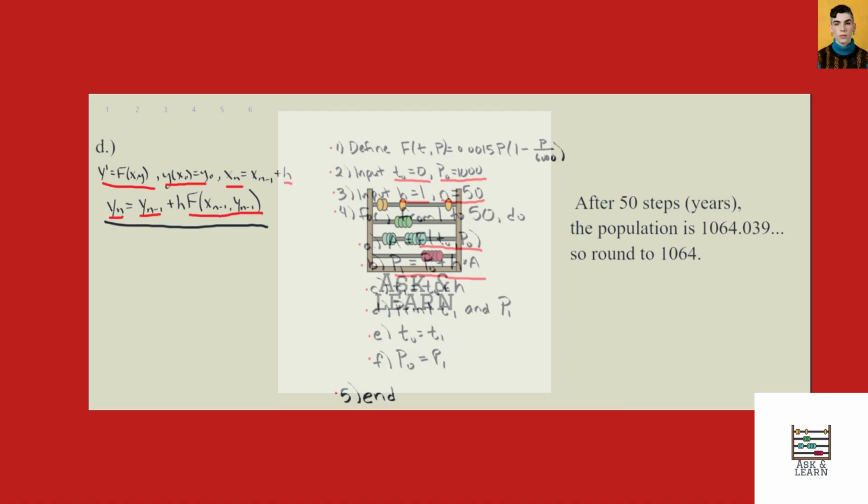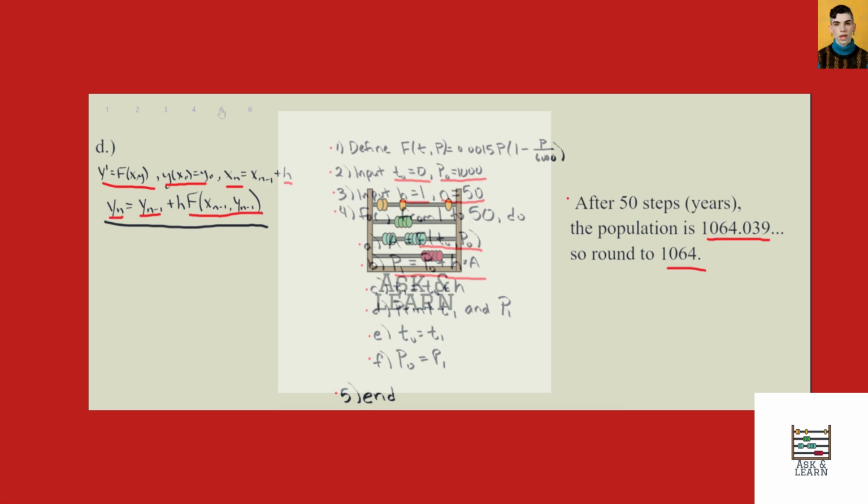So if you run this, you're going to see that after 50 steps, which means 50 years, the population, well, this is going to spit out 1064.039, on and on and on. But we're talking about population here, so we want to talk about whole numbers. It doesn't make sense to talk about 0.039 of a person. So we'll actually say this gives us roughly 1064 as our answer here for using Euler's method.